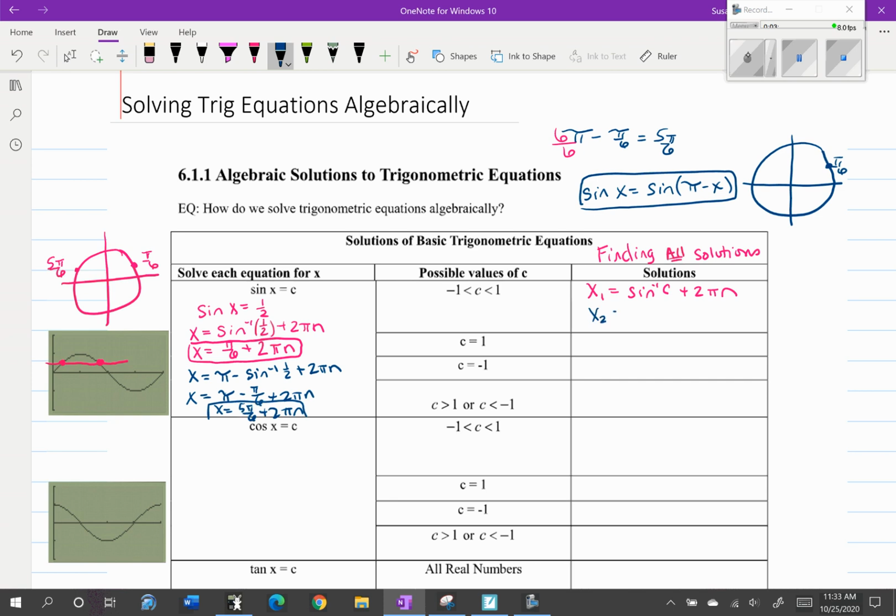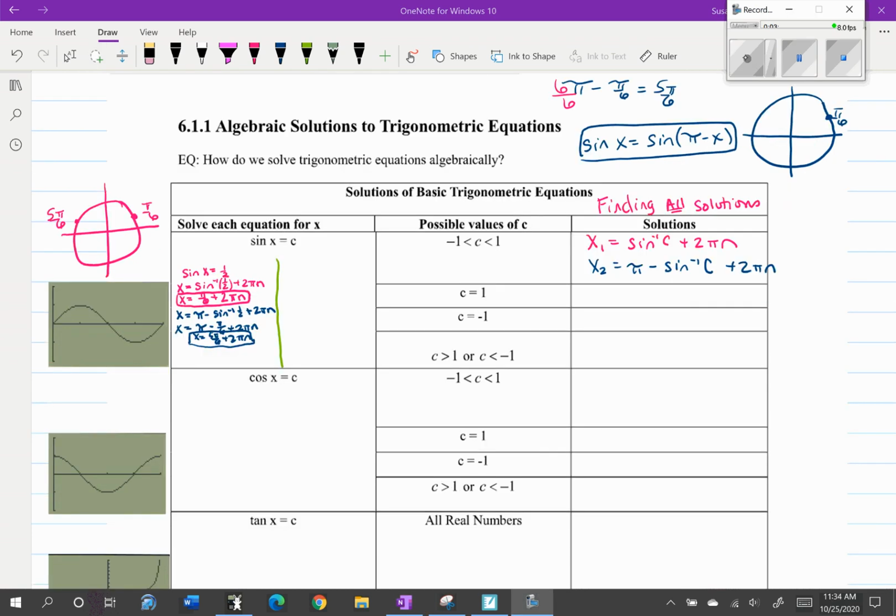So for x sub 2, pi minus the sine inverse of whatever the value of c is, plus 2 pi n gives us all of the solutions. The next possible value of c is when c is equal to 1. So let's say we have the sine of some angle is equal to 1. Well, we know graphically that there's only one place where the sine of x is equal to 1. Even if we look at our unit circle, there's only one angle measure that gives us 1 on our unit circle. So we can just go ahead and use our unit circle to answer this.